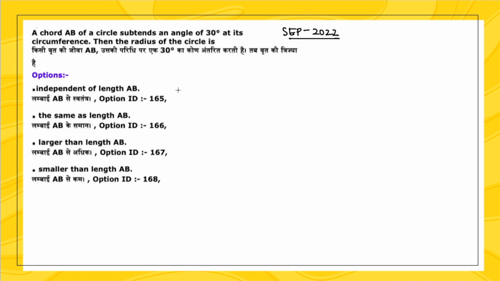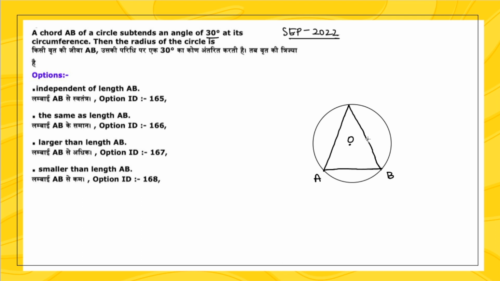Now this question is based upon the last property which you have seen. What it says basically is, there is a chord AB. Let me say this is the center of the circle, and this is my chord AB. They are telling us that it subtends an angle of 30 degree at its circumference. So how much angle should it make at the center then?